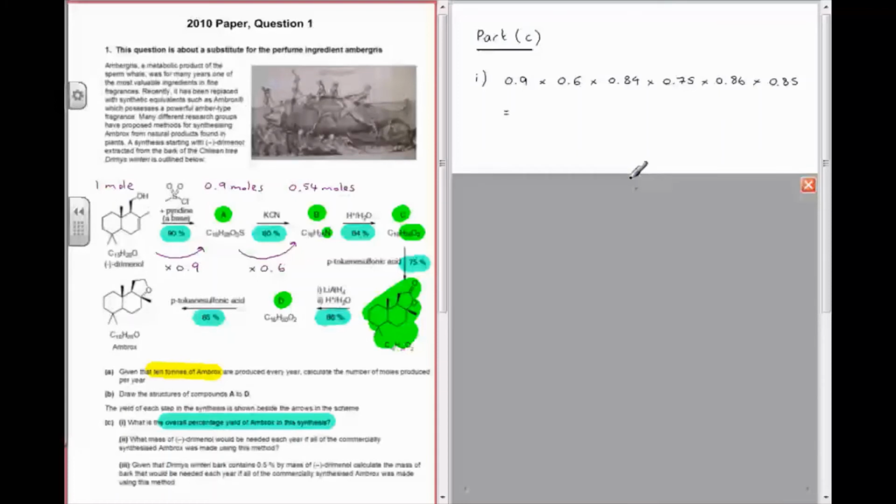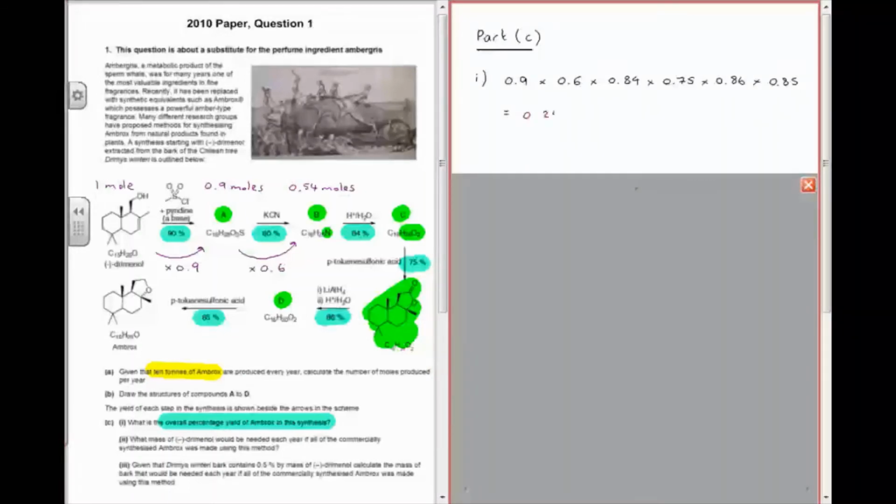and then finishing off with an 85% conversion. And if we do that sum, what we find out is that if we started off with 1 mole of minus driminol, we would produce 0.2486 moles of our ambrox, or the percentage yield for the reaction is 24.9%, and that's given to 3 significant figures.